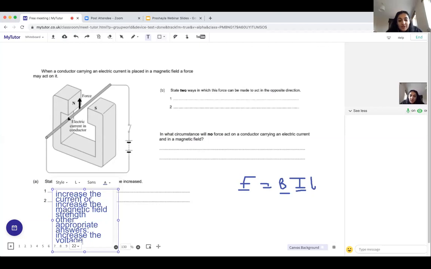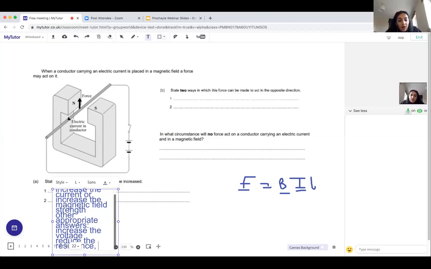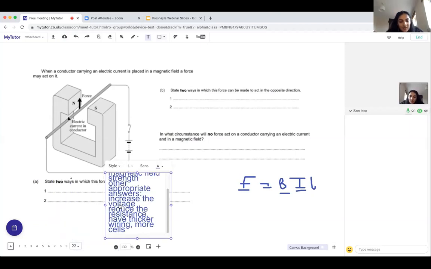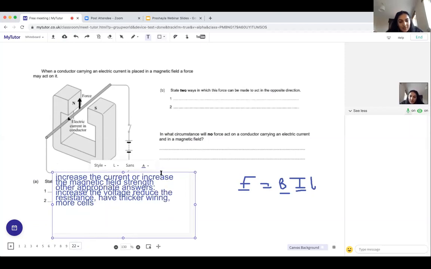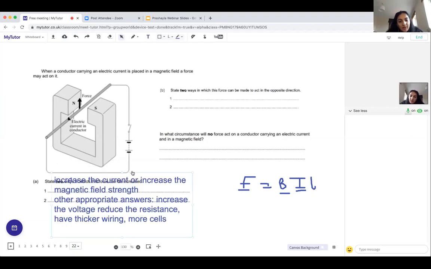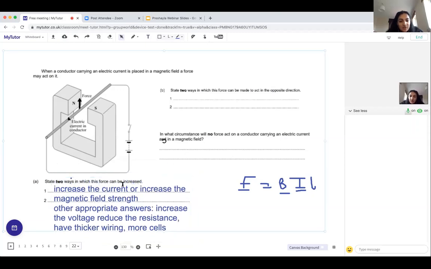You could say reduce the resistance. You could also say have thicker wiring, so that's increasing the amount of wire in the magnetic field. Or even have more cells. So lots of answers that you could have had. You could even have said have stronger magnets. However, the main ones that come from the equation F equals BIL are to increase the current or increase the magnetic field strength.